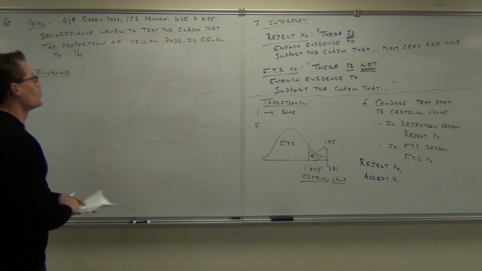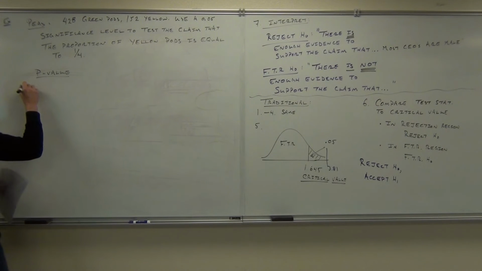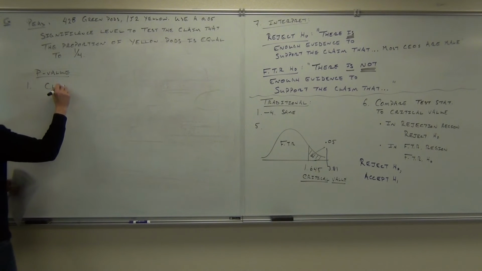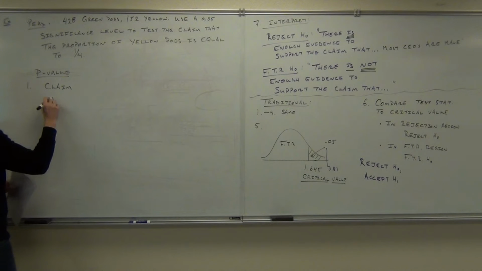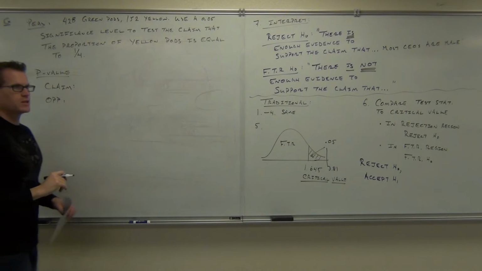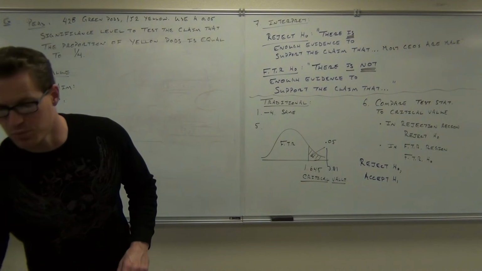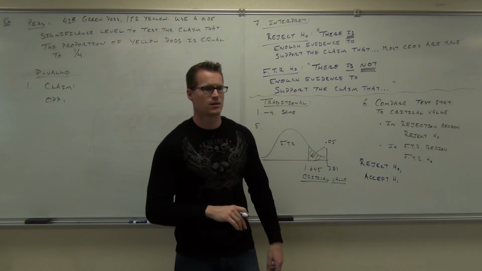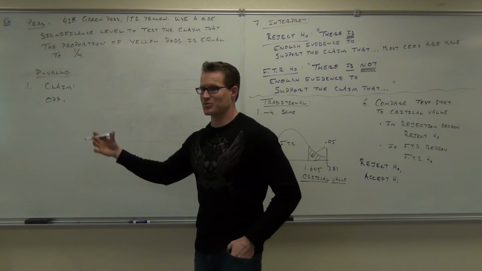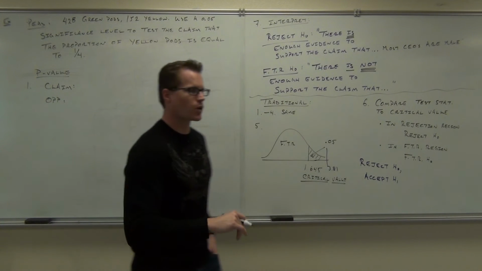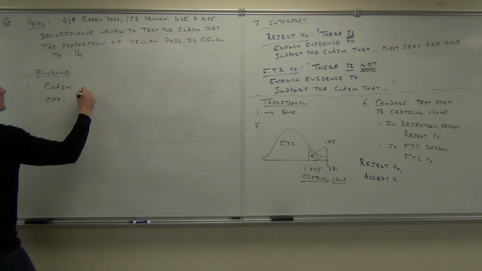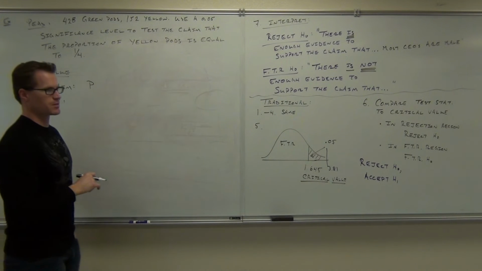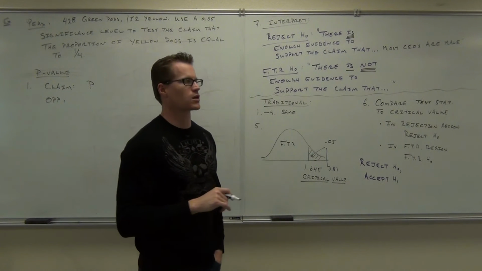So, when we're talking about our step number 1, the claim and the opposite, the first thing you need to identify is whether we're talking about proportions or means. There's only two choices. What are we talking about, proportions or means? Proportion. Yeah, clearly, because it says proportion, right? So we're going to have to state the claim, and it's going to have a p in it, because that's the population parameter we're talking about.